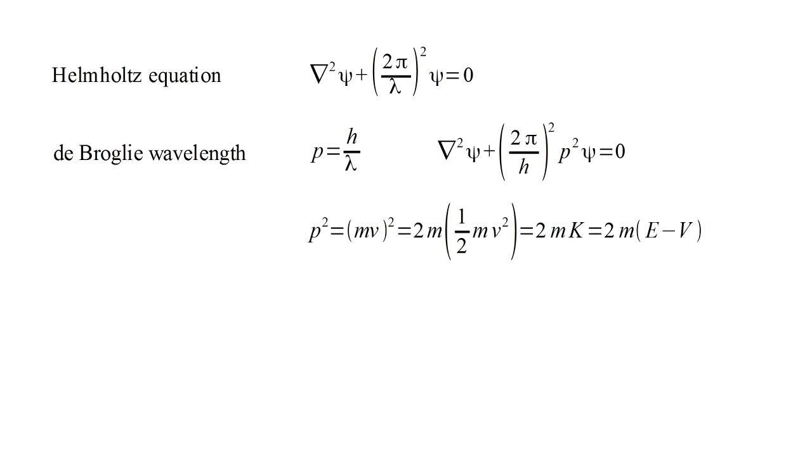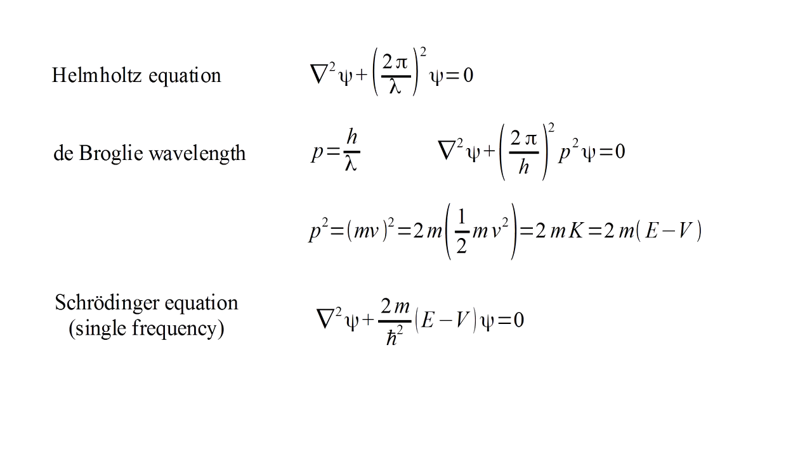Since the total energy of an electron is its kinetic energy plus its potential energy, we can write the kinetic energy as the total energy E minus the potential energy V. Plugging 2m times E minus V in for p squared, we obtain the Schrödinger equation for a single frequency in essentially the form Schrödinger presented it in 1926. Incredibly, that's basically all there is to it.